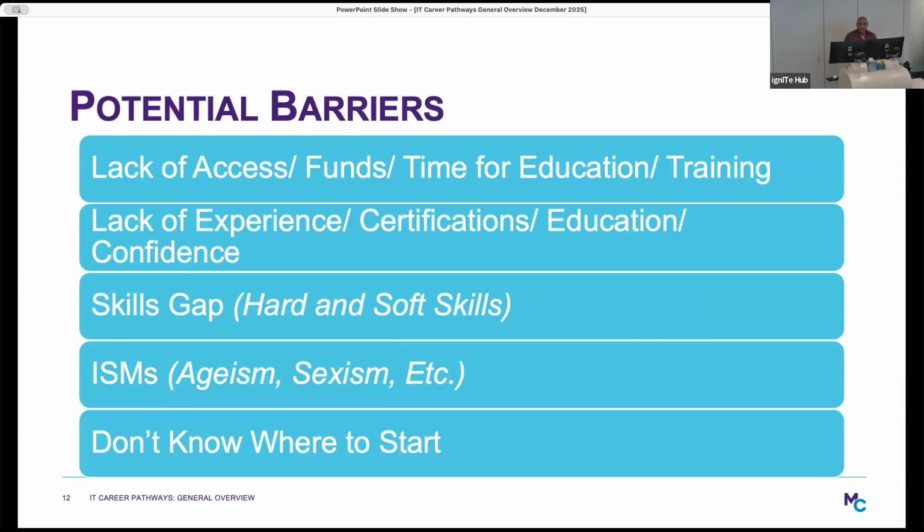So when do I find the time for the education, right? Or the training? We talked about that. It's just lack of experience. We talked about that, or certifications, or education, or even the confidence. Somebody also mentioned that. So you guys are right on the money. Okay, a skills gap, hard and soft skills.